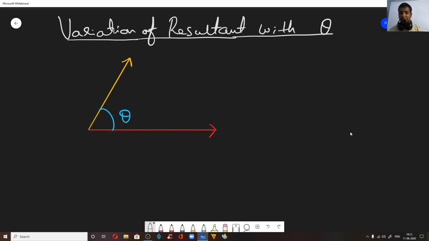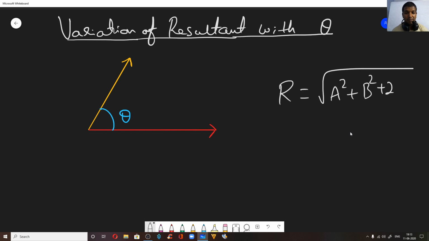Okay. In the last class we saw the variation of the resultant with respect to A and B, and I told you that if you change theta, the resultant will definitely change, correct? So usually how do we write the resultant? R is equal to the square root of A square plus B square plus 2AB cos theta. This is just the magnitude, right?